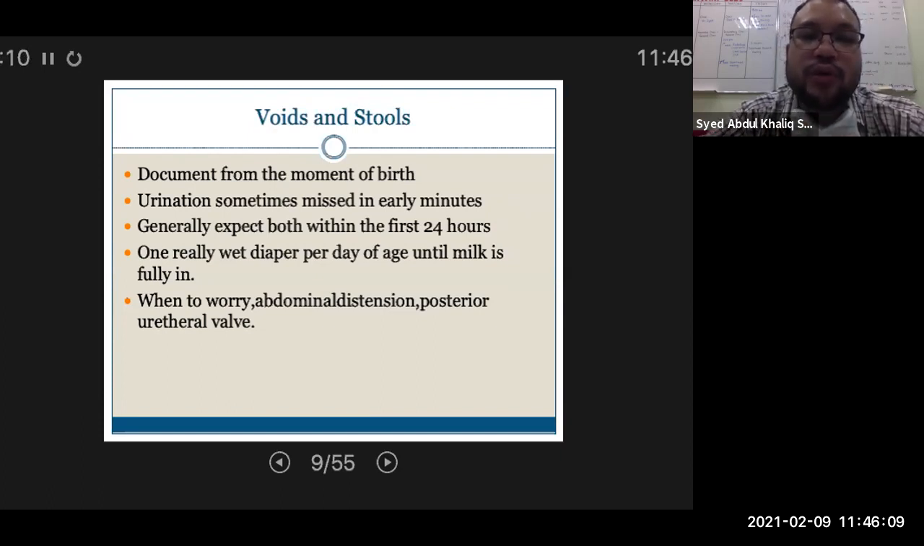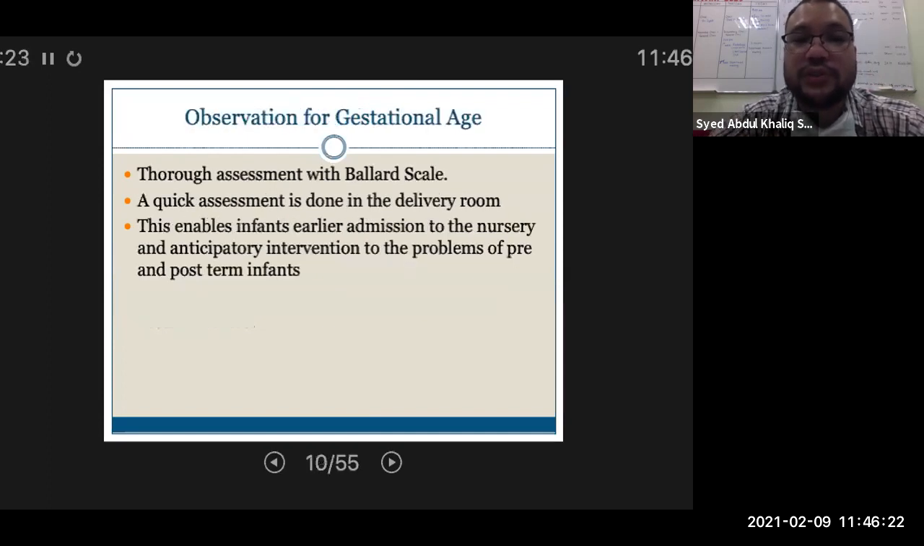And then when we should worry, when the baby does not void and does not open bowel in the first 24 hours, when there's abdominal distension, we need to think of something like posterior urethral valve if the baby does not pass urine for the first 24 hours.